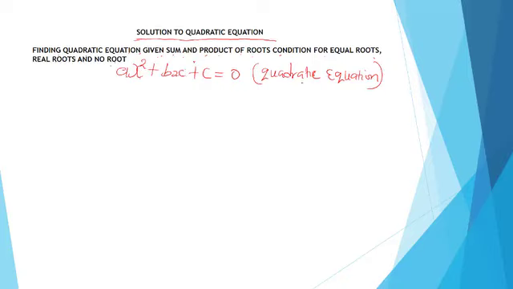The word quadrat means 2. But if the highest power of the unknown is 1, let me assume we are taking off this part of the equation. If you have bx plus c equals 0, it's called a linear equation because the highest power of the unknown is 1. And if the highest power of the unknown is above 2, you call it a polynomial equation.